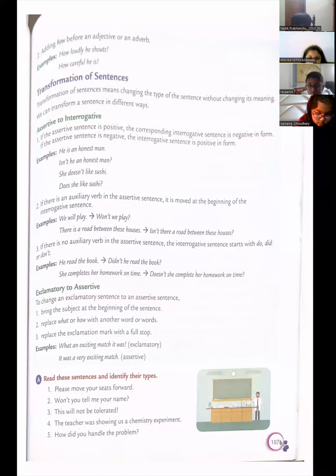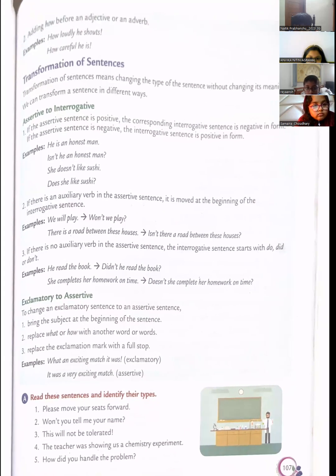She doesn't like sushi. Again, does she like sushi? Understood, children? How are we going to convert an assertive sentence into question mark? Let's try to say, if there is an auxiliary verb, how are we going to do it? Okay, we will play. Won't we play?